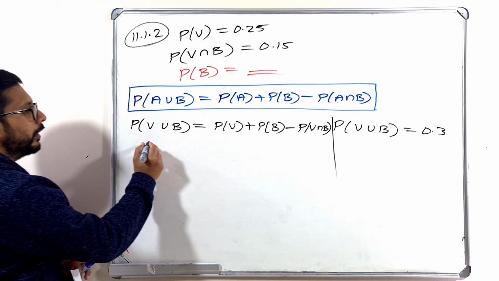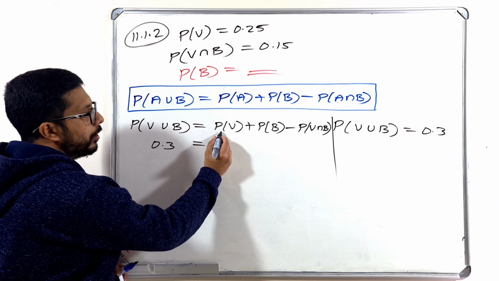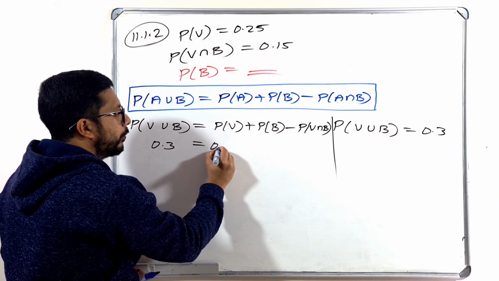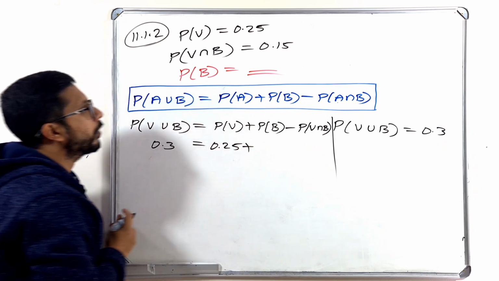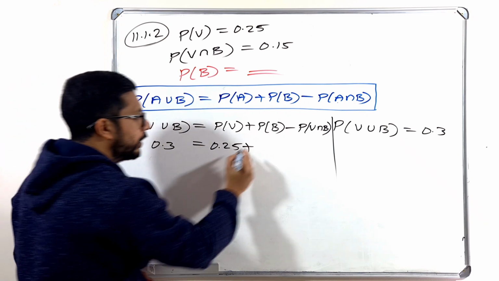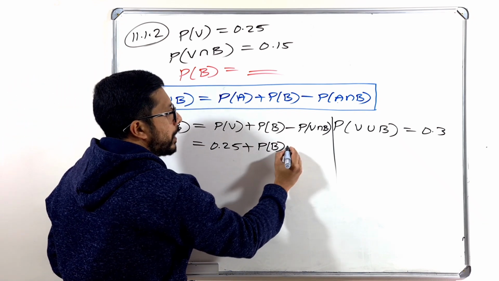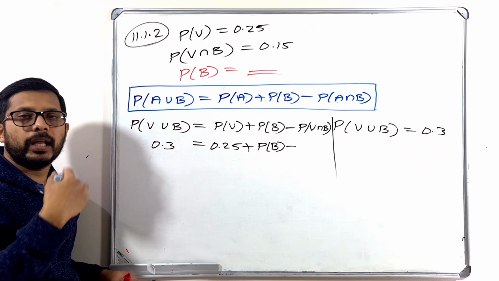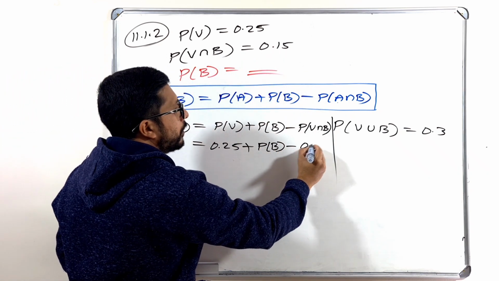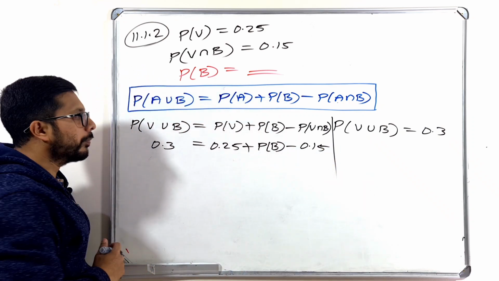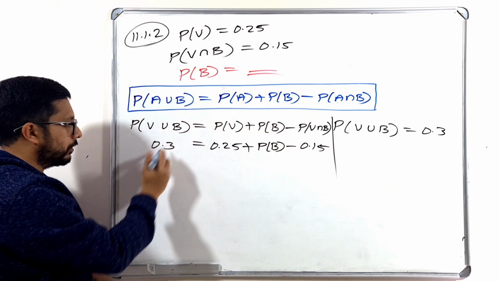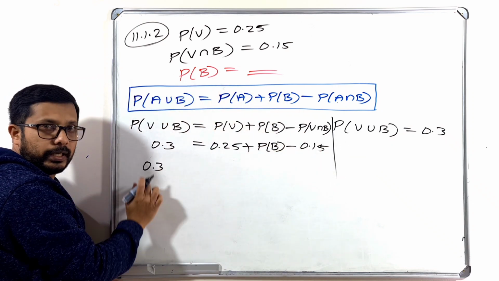So 0.3 is equal to the probability of Valley, which is given in this question as 0.25, so 0.25 plus the probability of Bongani. That is what we want to find. Leave that as it is, minus the probability of Valley and Bongani intersection, which is 0.15. From here we have to find the value of the probability of B.